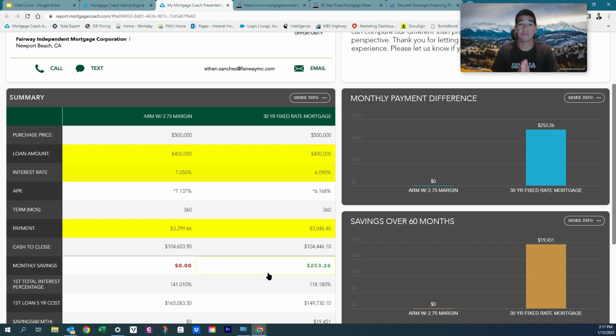Hopefully this helps. If you have any questions about yield curves, ARMs, fixed rate mortgages, or you want to see some differences yourself, then let me know. I'd be more than happy to help you price some things out.